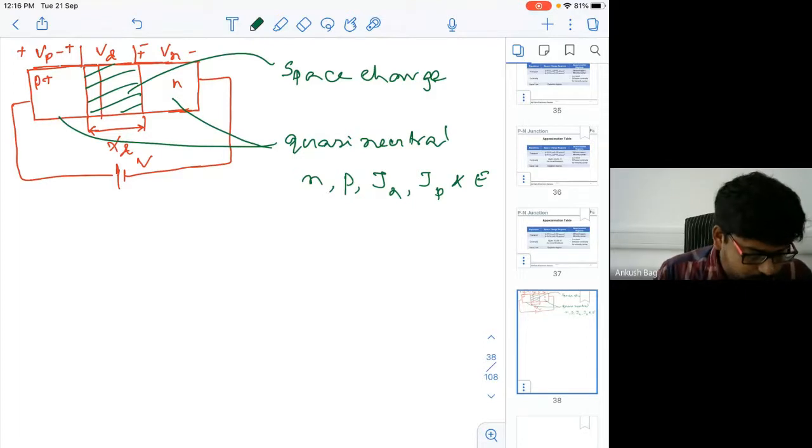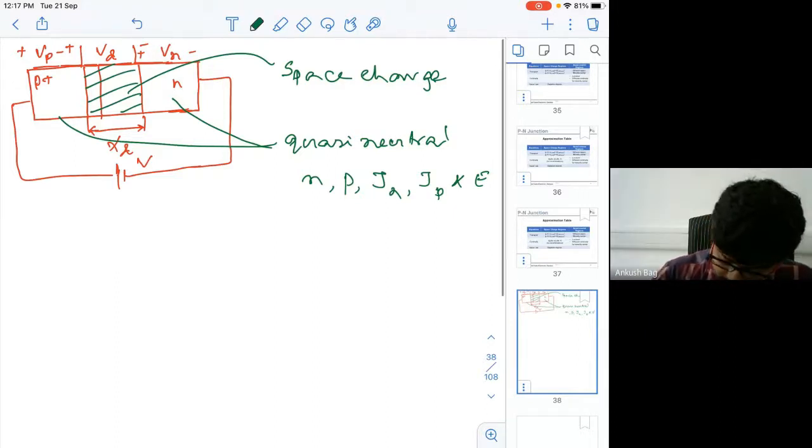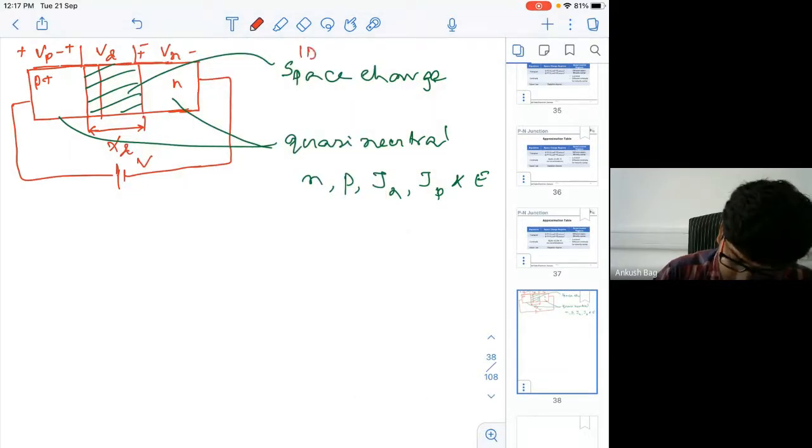So now we'll see what are the assumptions or the simplifications we need to make before we proceed further. Once again, I should note here, whatever analysis we are doing now is for ideal IV characteristics of the diode. I think I can mention here, this is for ideal diode characteristics or ideal IV characteristics.